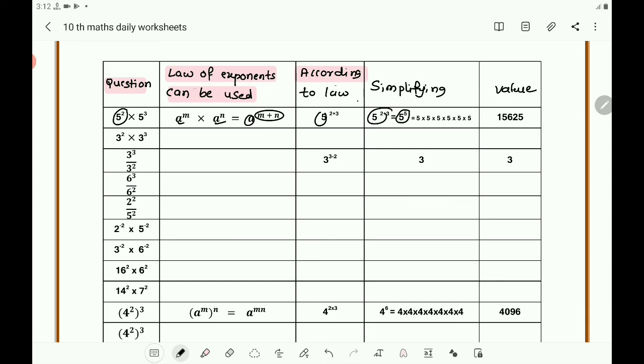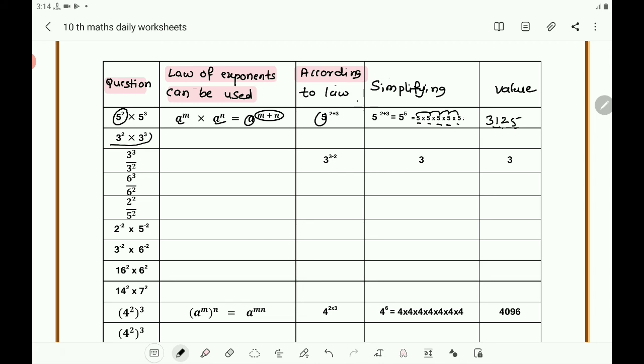You write 5 five times. So 5 power 5 is equal to 5 into 5 into 5 into 5 into 5. 5 fives are 25, 25 fives are 125, 125 fives are 625. Find the product of 625 and 5, you will get 3125.